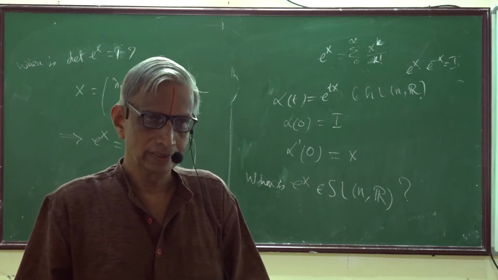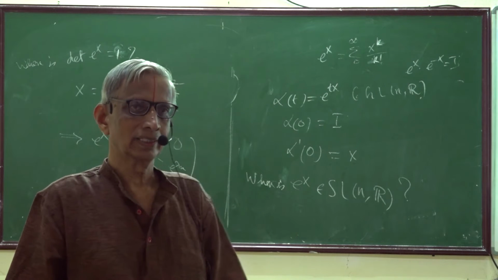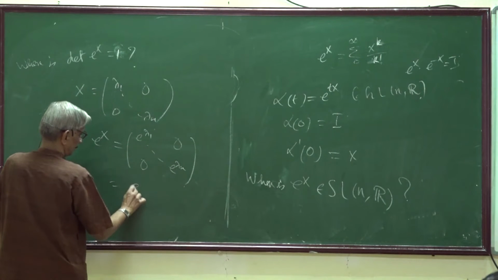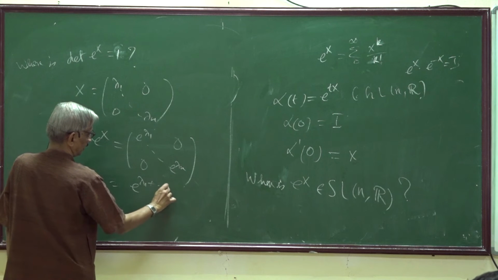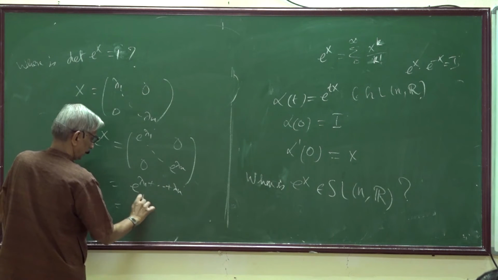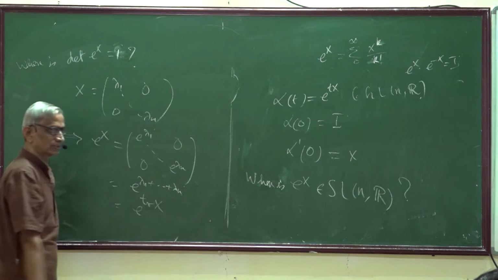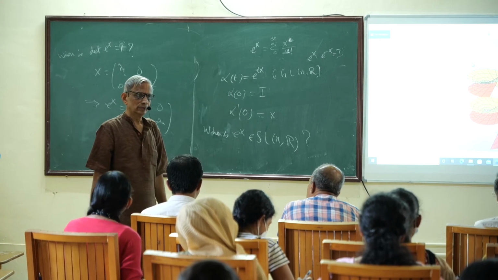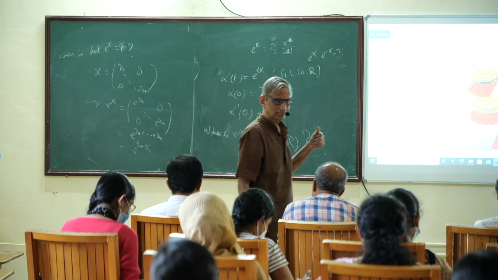What is the determinant in this case? E to the lambda 1, lambda n. This is nothing but e to the power trace of x. This is for a diagonal matrix.